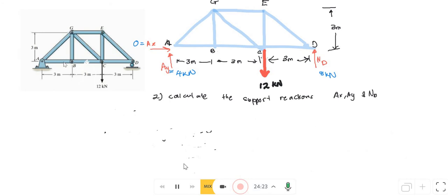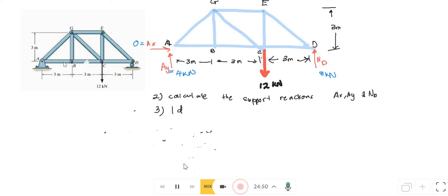Okay, so we have done step number 2. We can move to step number 3. Like I told you earlier, you can also identify the zero force member earlier. You can identify it as a first step or second step. It's up to you, but it's very important to identify the zero force members in a truss.